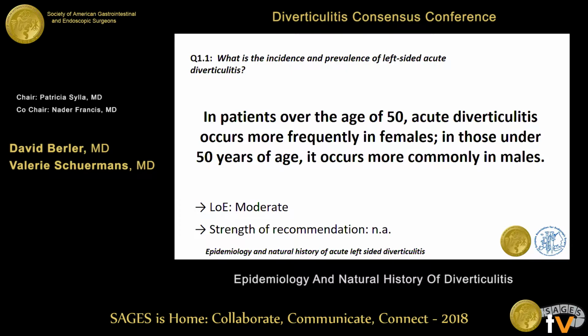Moving to the next statement on this subtopic. In patients over the age of 50, acute diverticulitis tends to occur more frequently in women with an average female to male ratio of 2 to 1, whereas in those under the age of 50, it is more prevalent amongst men with an average male to female ratio of 3 to 1. And this was also reproduced in several epidemiologic papers that we identified.